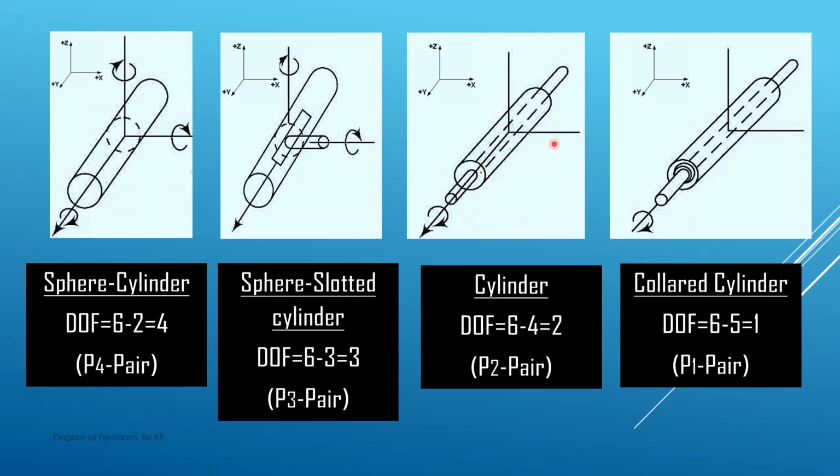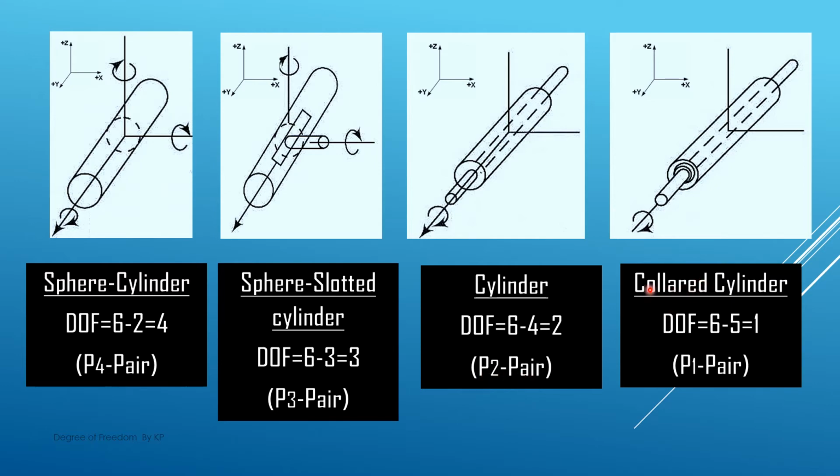So it is having two translatory restrictions, one along the x direction and second along the z direction. If we are talking about the rotational motion, it cannot rotate about the x-axis and about the z-axis, but it can rotate about the y-axis. So it is having two translatory restrictions and two rotational restrictions. So total restriction is 4 here. So degree of freedom is 6 minus 4 is equal to 2. So it is called a P2 kind of pair. It is the pair which is having 2 degrees of freedom and having 4 restrictions.